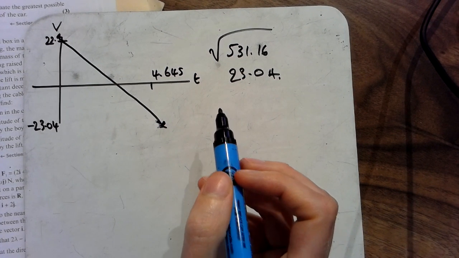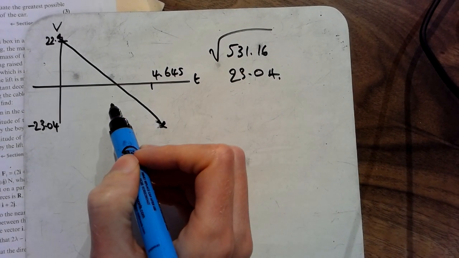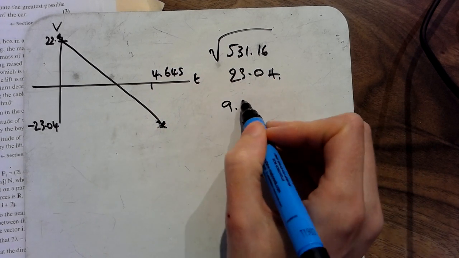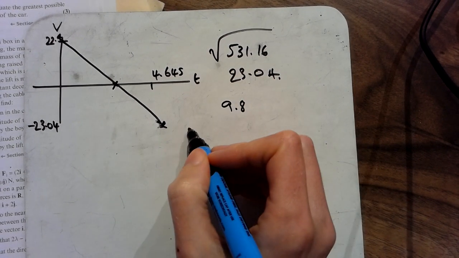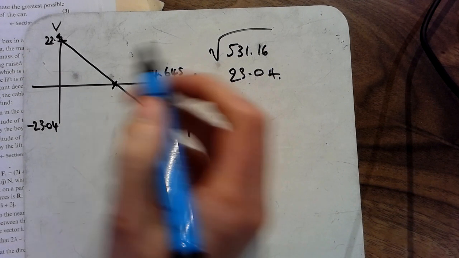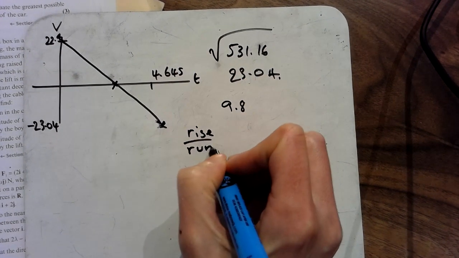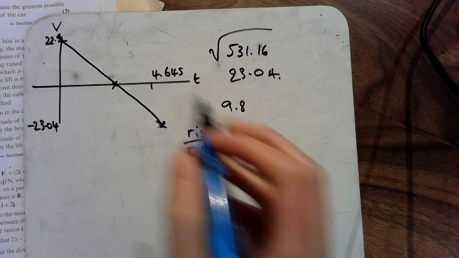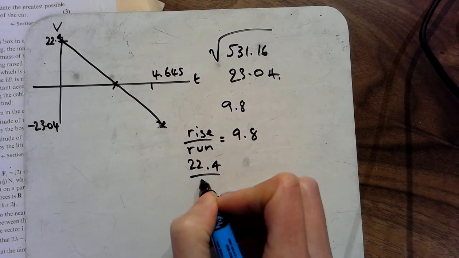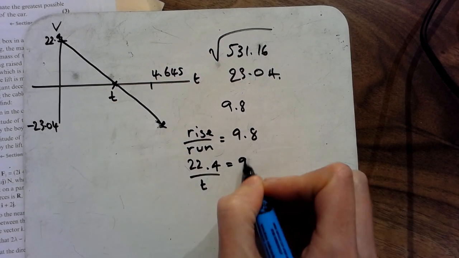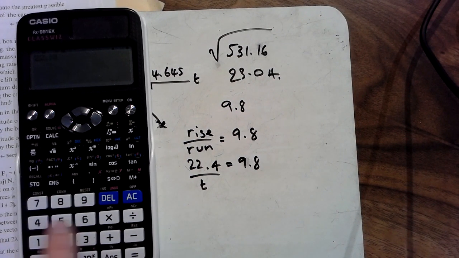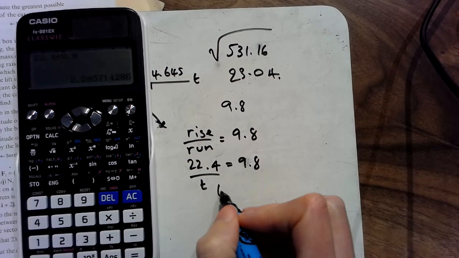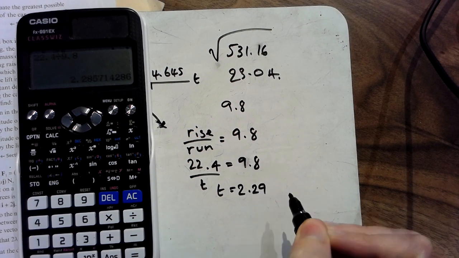We know that the gradient is the acceleration, and we know the acceleration is 9.8 meters per second squared, so we can work out what this is. So your rise over your run, I'm just doing this triangle and finding the gradient. The rise over the run has to be 9.8, and the rise was 22.4. And I want to know this time. So just rearranging that, that time is 2.29 seconds.